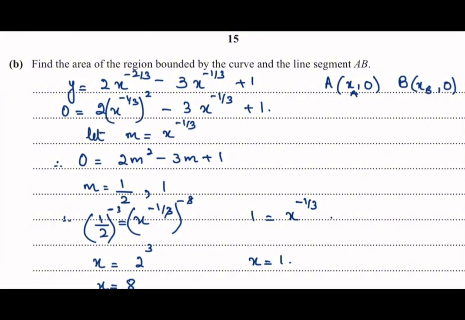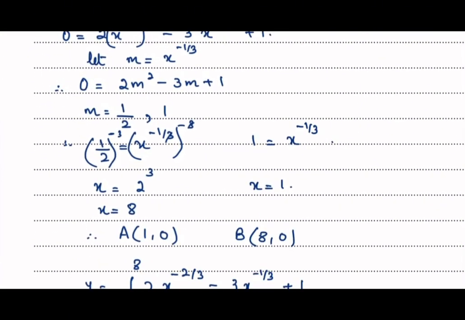So this means that for x to the power negative 1 by 3, I should be taking a negative cube on both sides. If I take the negative cube on both sides, the 3 gets eliminated. This just becomes an x, and it's 1 by 2 to the power minus 3. Therefore, x will be equal to 2 cubed. That gives me an 8. So one of the coordinates for A and B is 8. Let's find the other one. It's m equal to 1, so 1 equals x to the power minus 1 by 3, or x will be equal to 1. So I know that A should be (1, 0) and B should be (8, 0).